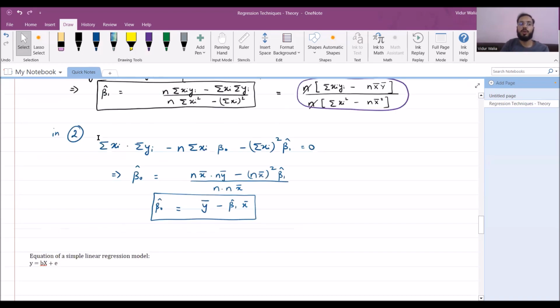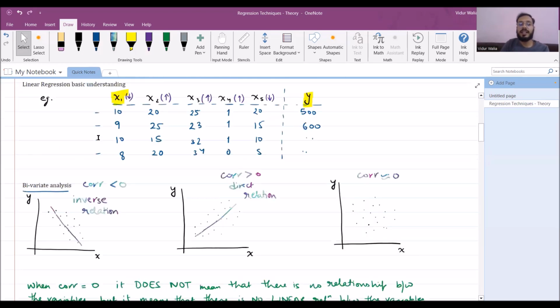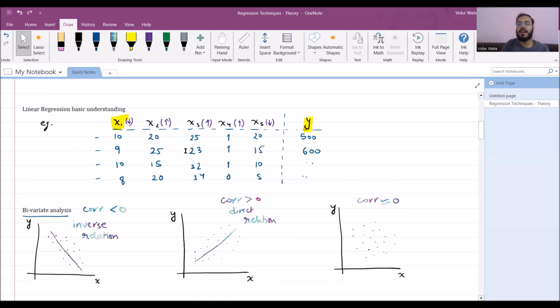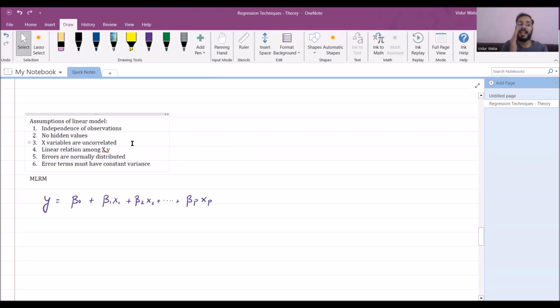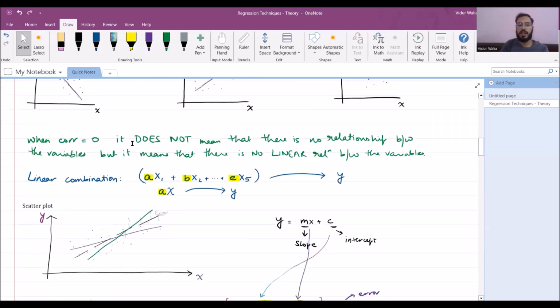No hidden values. No hidden values basically means that it can't be the case that you do not have any value. For example, in this row, it can't be the case that you do not have any x5 value. You just have x1, x2, x3, x4. That is not allowed. You should have complete data with you. The x variables should be uncorrelated with each other.